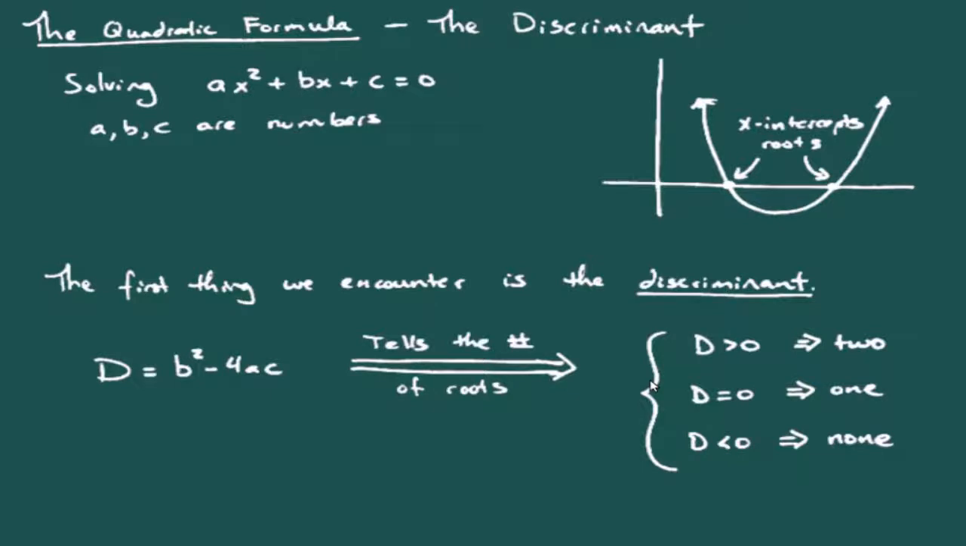In particular, if D is positive, then we have two x-intercepts, two roots. If D is equal to 0, then we only have one root, and if D is negative, then we have no real roots. Again, we're talking only about real roots. If you want to start talking about complex numbers, then that's a slightly different ballgame, and we'll come to that maybe a little bit later on. But for now, we're just talking about the real numbers, and that's what the discriminant is going to tell us.